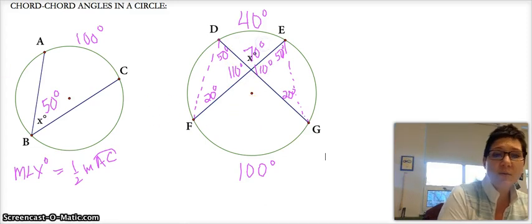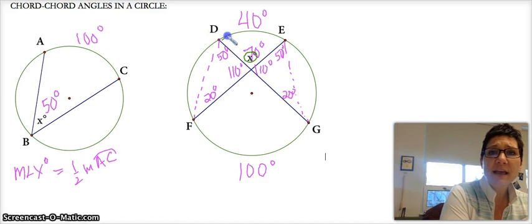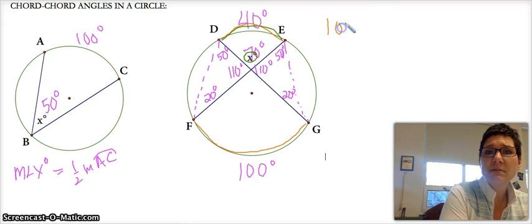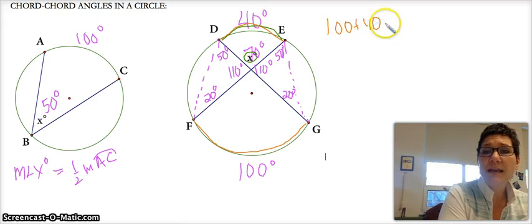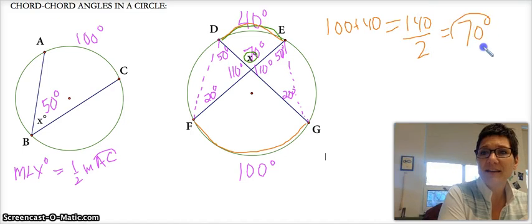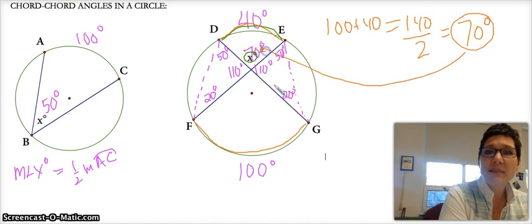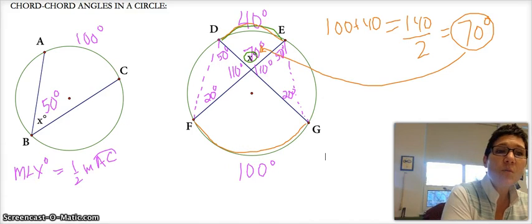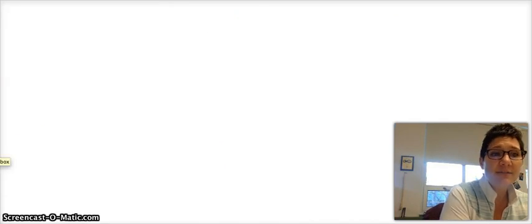Now what's interesting and what I want you to take a look at is, here's angle X, right? It has this arc here, and this arc here. Now, if I take 40 and I add it to 100, I get 140. If I divide it by 2, what do I get? I get 70, which happens to be that angle right there. Now, I wonder if it works every single time, and let's find out if, in fact, it does.